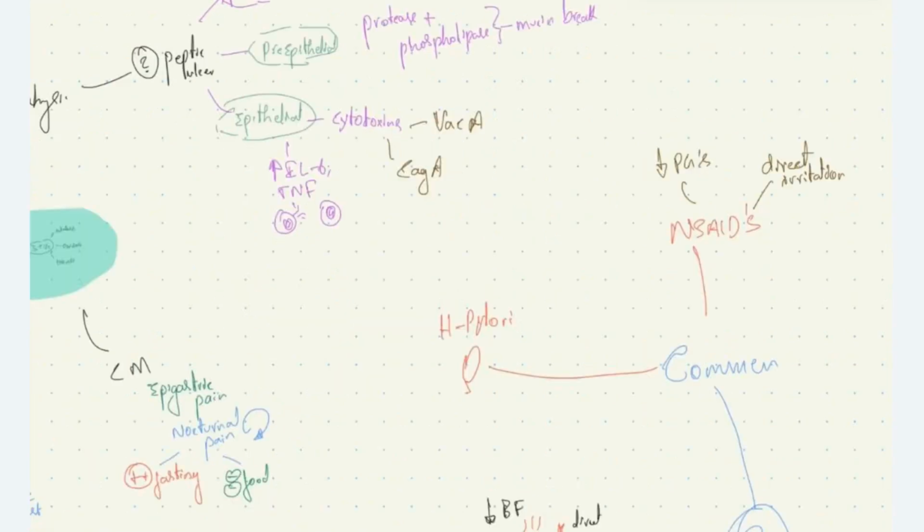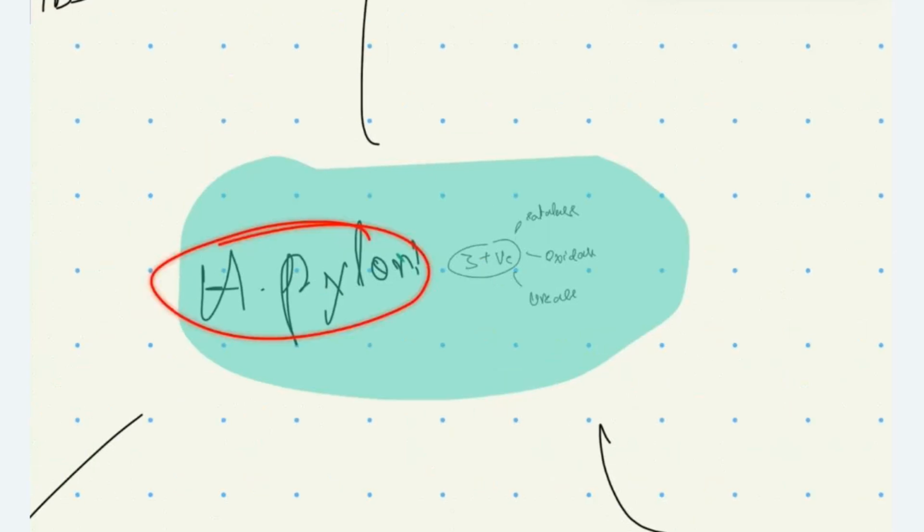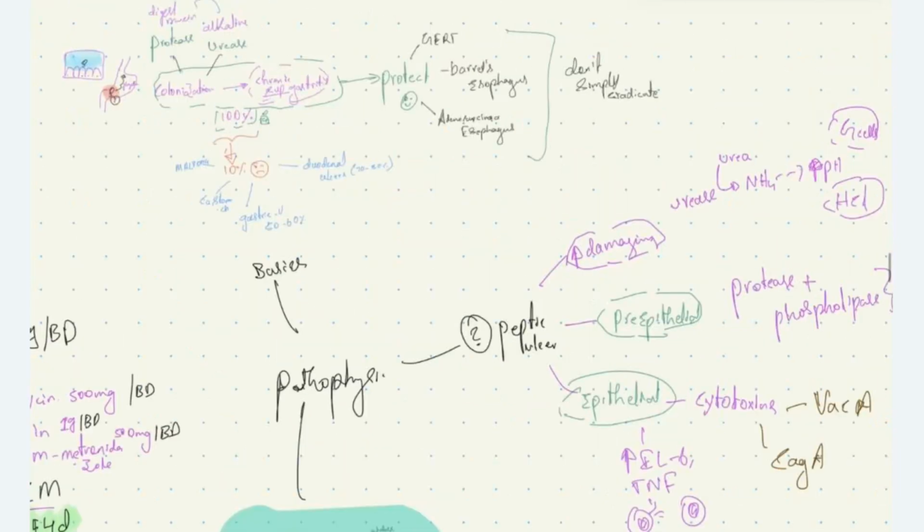The H. pylori infection. H. pylori is an important infection, so we'll discuss about H. pylori briefly. What is the pathophysiology of H. pylori infection? Before that, H. pylori is a gram-negative bacteria, which is catalase positive, oxidase positive, and urease positive. Important. What is the pathophysiology of this disease?